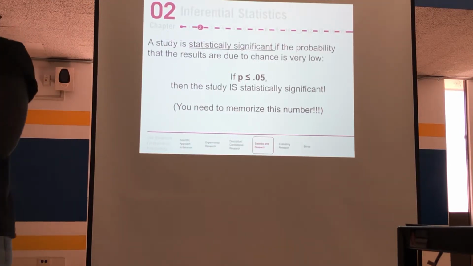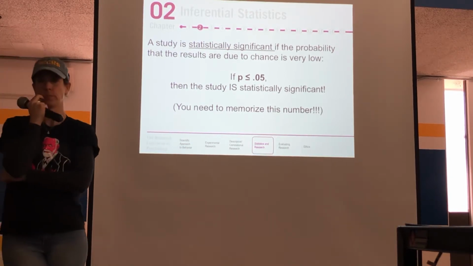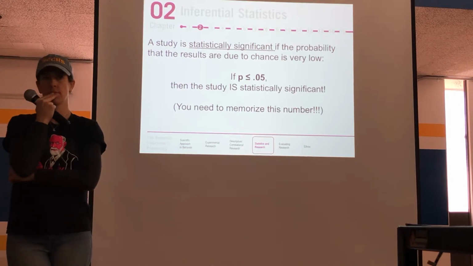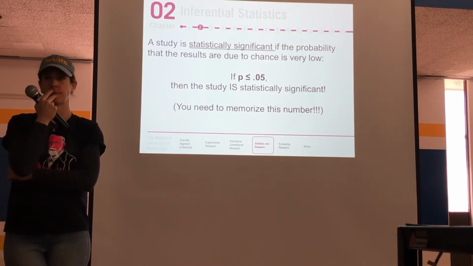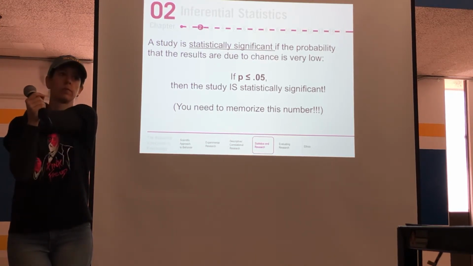Statistically significant. Turn to your partner, tell them what it means. The probability that your results are due to chance is less than 5%. So basically, P is less than or equal to 0.05. You need to remember this number.